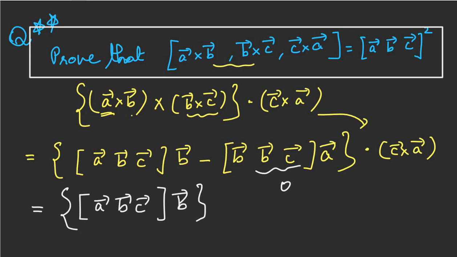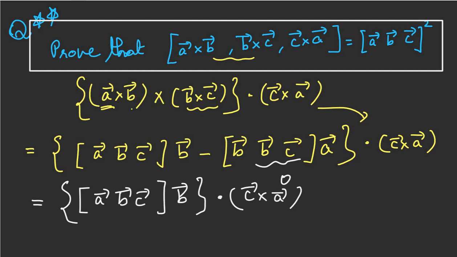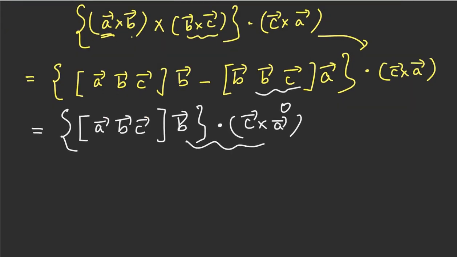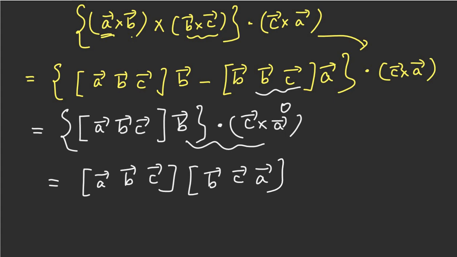This is (A vector cross B vector) dot (C vector cross A vector)... This is nothing but equal to the cross and dot between the vectors combining. This is equal to the box product of A vector, B vector, C vector into the box product of B vector, C vector, A vector. It is in cyclic order. Therefore, it can be written as [A vector, B vector, C vector] the whole square.